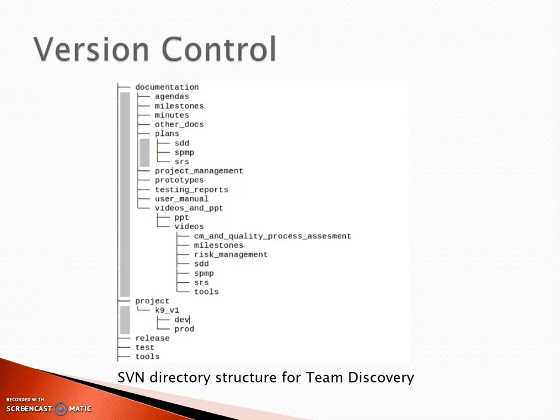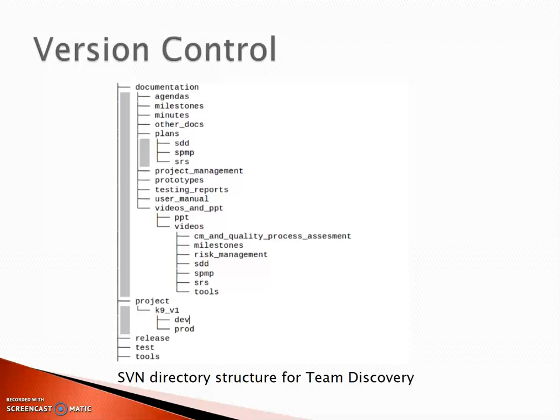In the root directory, we have folders such as documentation, project, release, test, and tools. Documentation includes all the agendas, milestones, STD, SPMP, SRS, videos, PPT, user manuals, etc. Under project, we have folders for different versions, and under each version, we have a development folder and a prod folder.